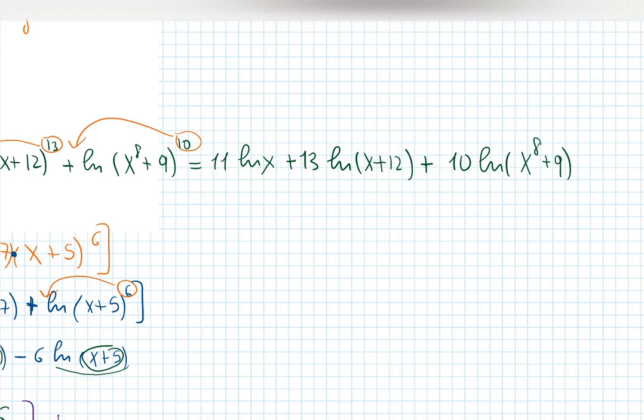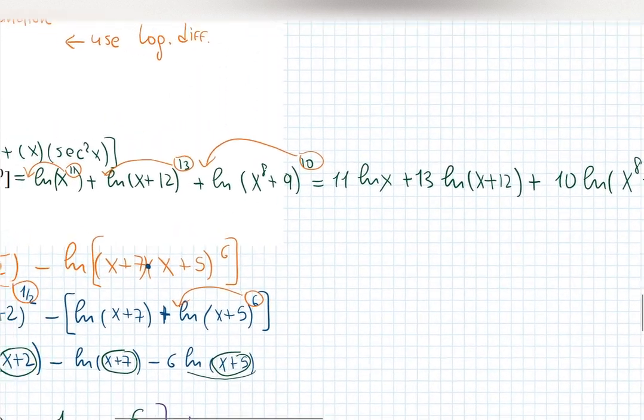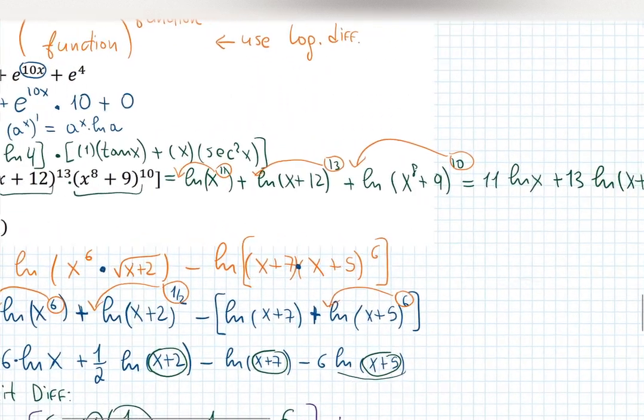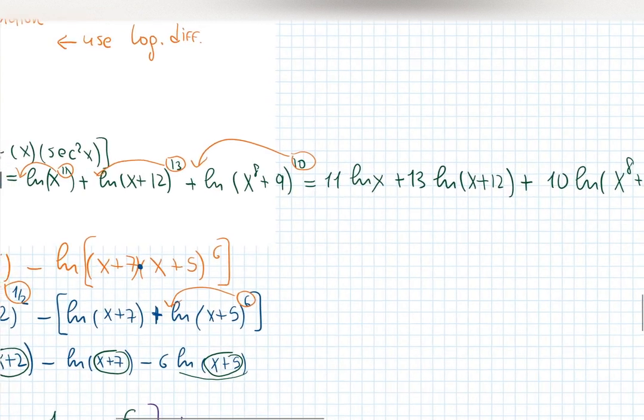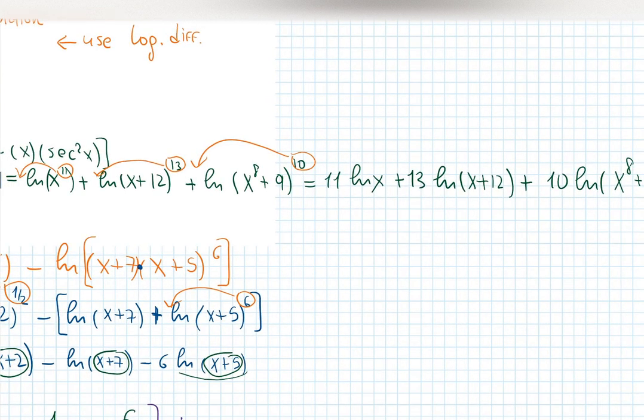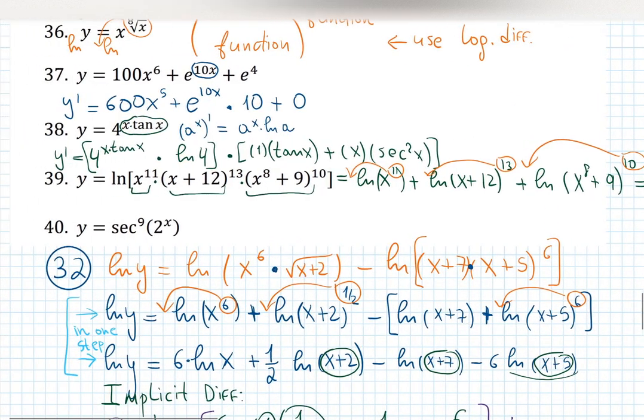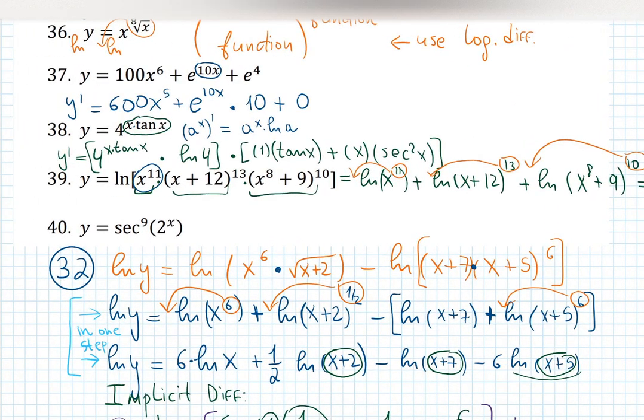So this is much easier to differentiate, and I actually do recommend you try to do those 2 steps in one. Those 2 steps I just did, try your best to do them right away. So when I see those 3 pieces, I know this 11 over here is going to go down, and so the log becomes 11 natural log of x plus 13 natural log of (x plus 12) plus 10 natural log of (x to the 8 plus 9).